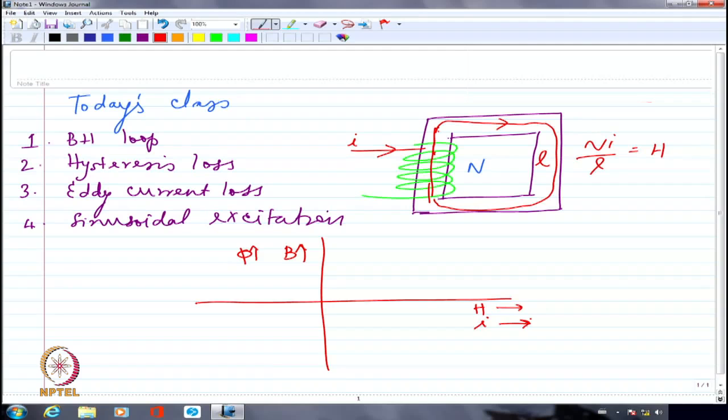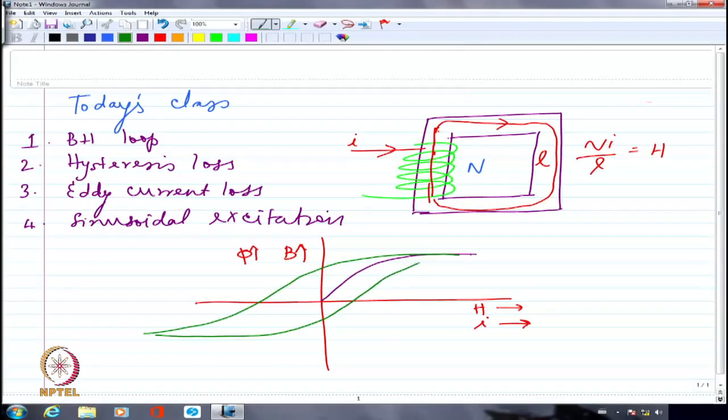When I plot it like that, I am essentially looking at, maybe if it had been a new sample of iron, it would have followed a plot like this. But from here, when I am trying to reduce the current, it will follow a plot like this and then it will go back somewhat like this. This is how it is going to be. So we call this the BH loop.